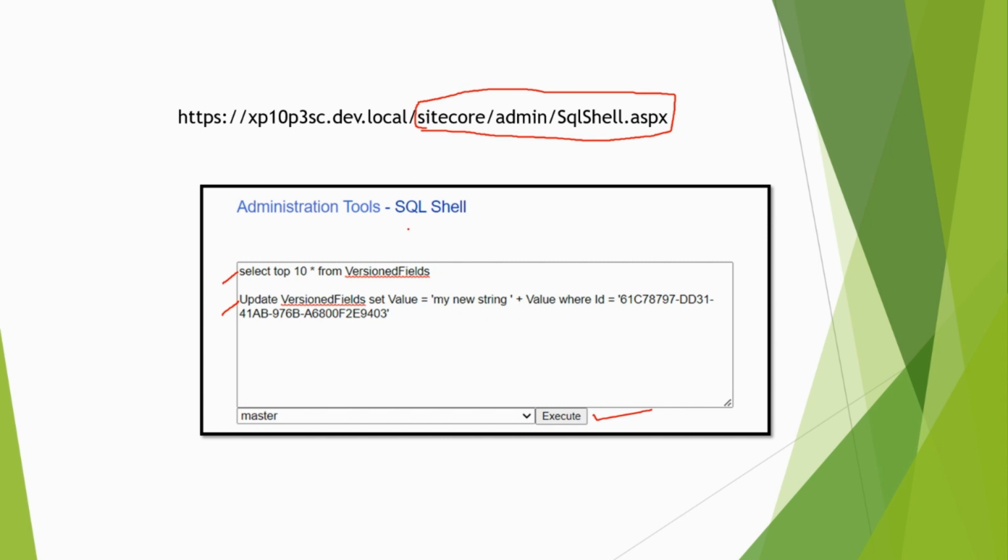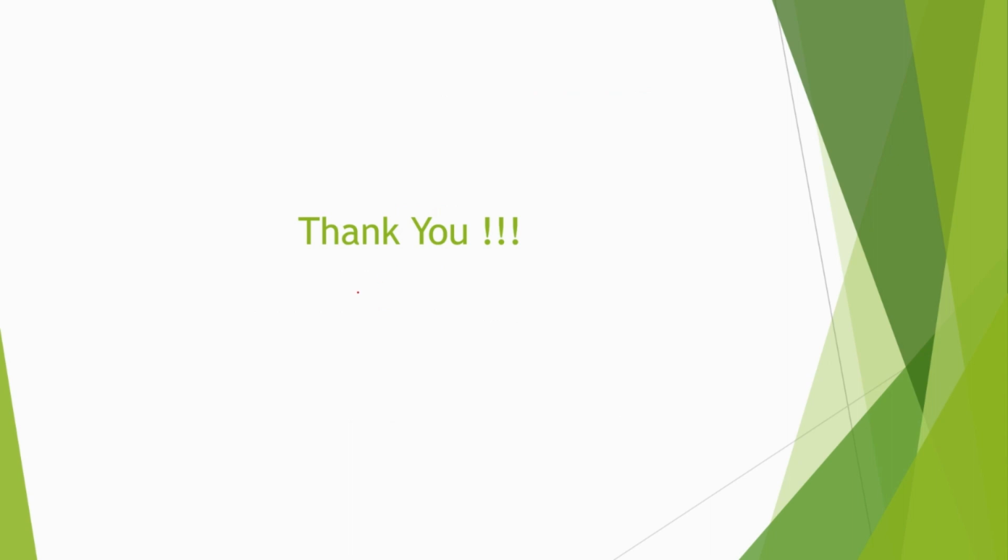So these are the 8 different techniques that you can use to find any string or any text inside the Sitecore content tree, and then you can replace it.